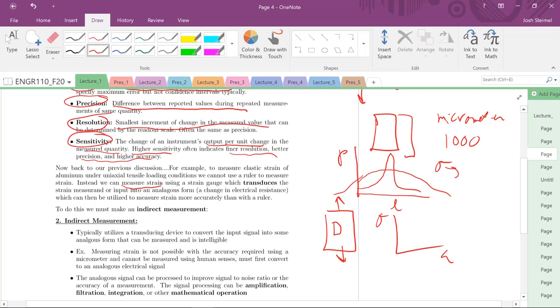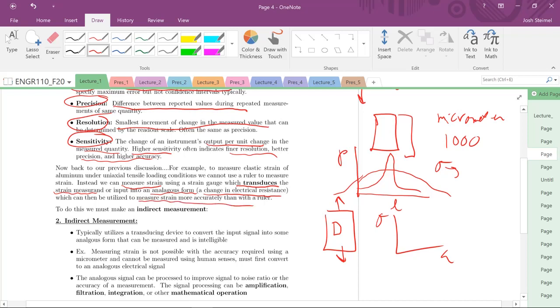So I'm going to have to basically build or create an experimental apparatus or use a device that is going to transduce the signal. So it's going to take strain, which I can't measure, and convert it into some type of analogous form. Usually, for strain gauges, it's going to be a change in electrical resistance. We're going to transduce the signal to some other form, and then we're going to convert back and measure strain, or measure our measurand.